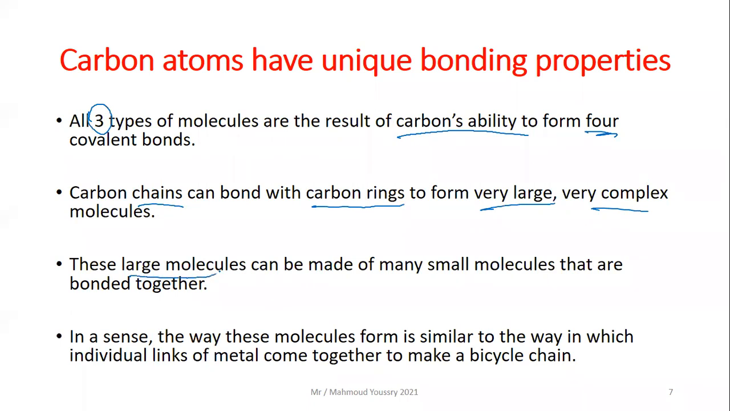These large molecules can be made of many small molecules that are bonded together. In a sense, the way these molecules form is similar to the way in which the individual metal links come together to make a bicycle chain. You know the bicycle chain in the pedal? This metal chain is formed from small individual links. So this is the same. In carbon-based molecules, the carbon atoms attach to each other like this.